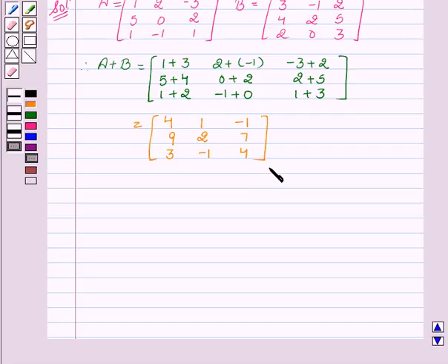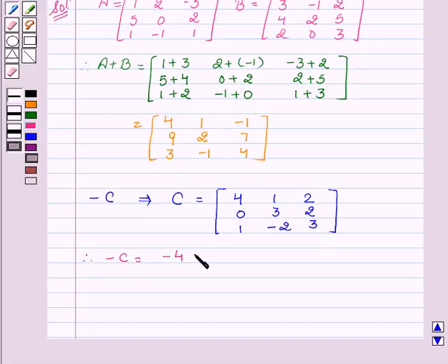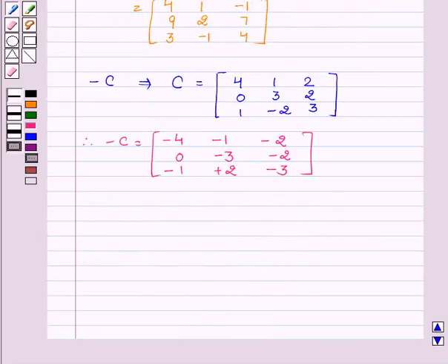Now, we have to calculate B minus C. For that, we need negative of C. So, first of all, we calculate minus C. Our C equal to matrix 4, 1, 2, 0, 3, 2, 1, minus 2, 3. Therefore, minus C equal to minus 4, minus 1, minus 2, 0, minus 3, minus 2, minus 1, plus 2, minus 3. Now, we'll calculate the value of B minus C, which can be written as B plus minus C.